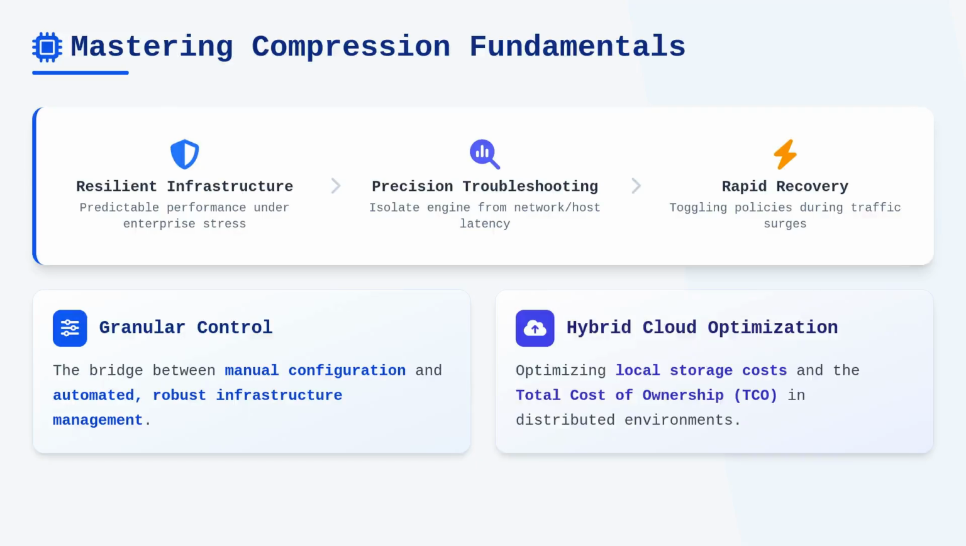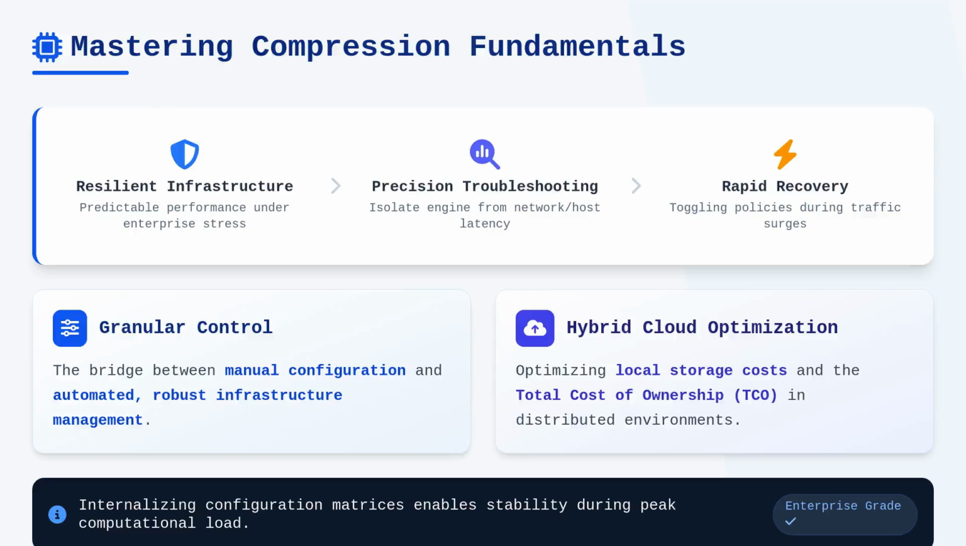As we look at the broader hybrid cloud ecosystem, the intelligence embedded within these compression engines serves to optimize not only our local storage costs, but also the total cost of ownership for data stored in distributed environments.